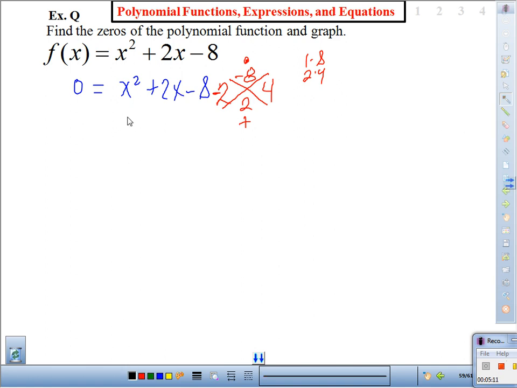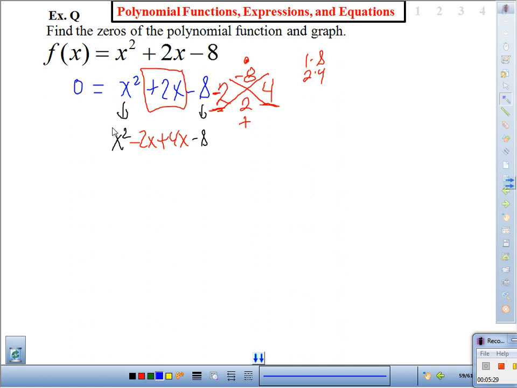So this becomes x squared. Bring down the last term, negative 8. But now instead of 2x, what do I write? Negative 2x and positive 2x. Negative 2x, positive 4x.